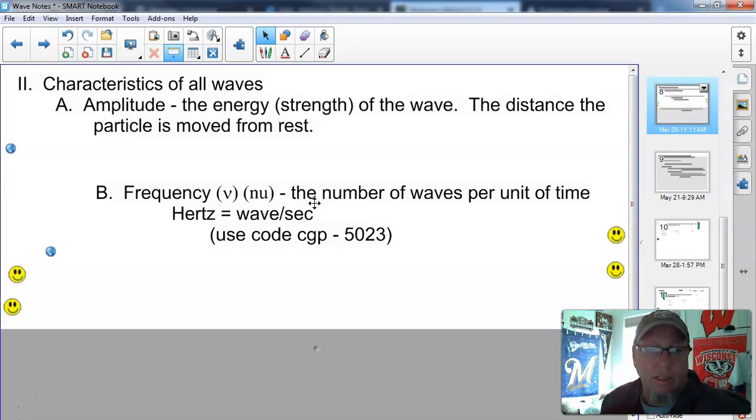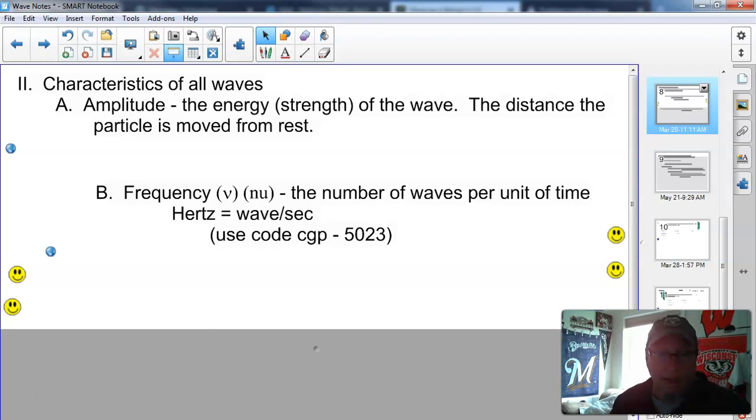And for frequency, it's the number of waves in a given unit of time. Now, if you notice on that same exact thing that I just had, there was another little bar that I could control frequency with if I wanted to. So frequency, pronounced nu, it's got this little curvy V symbol. That's what the symbol for nu is. It's the number of waves per unit of time.